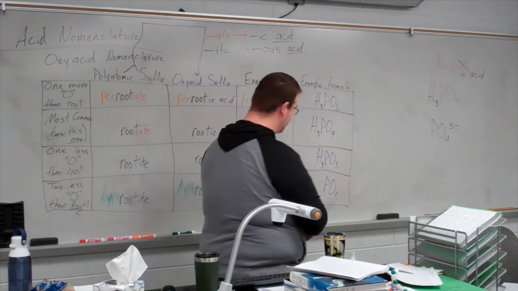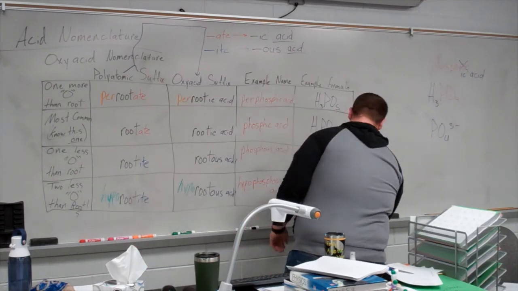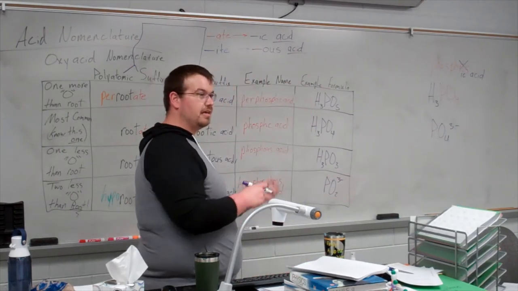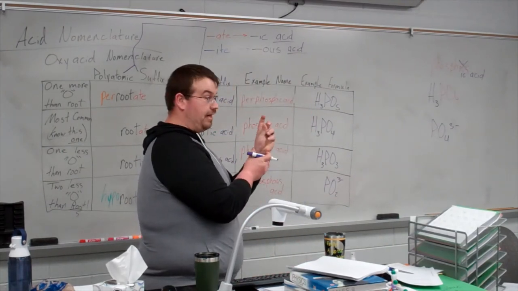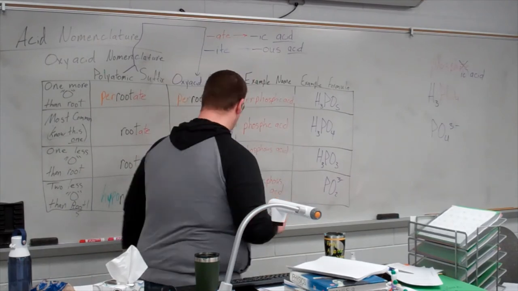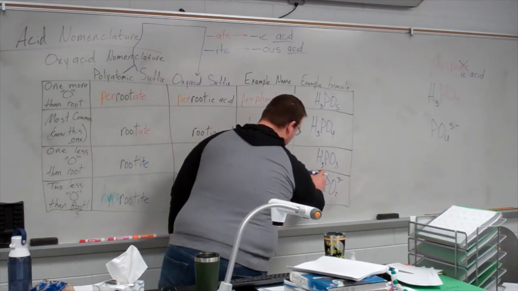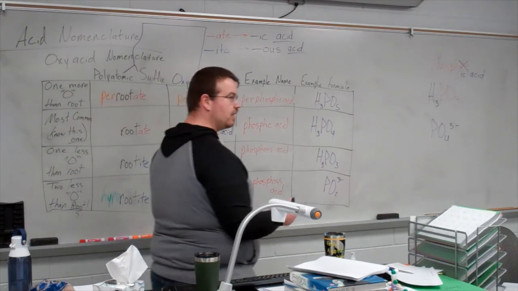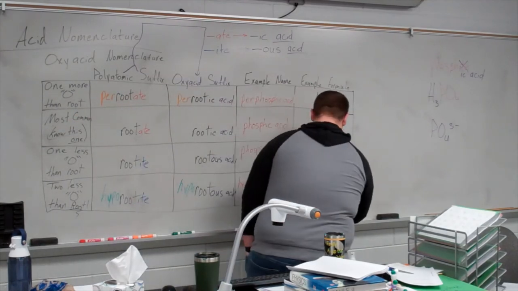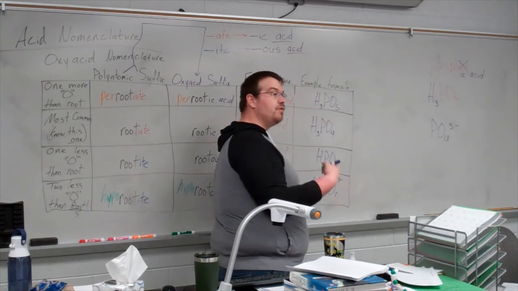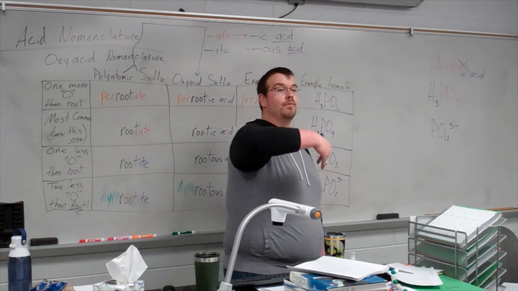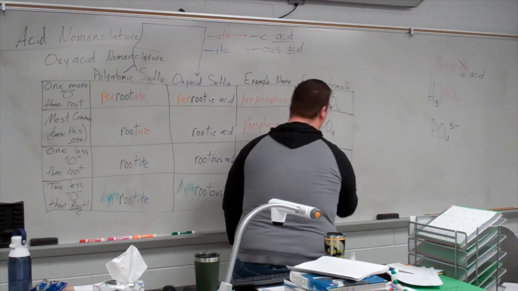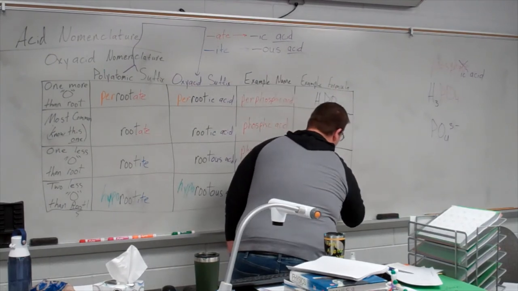Hypophosphite, PO2, 3 negative. So put hydrogen, and remember that hydrogen there, you put the number of hydrogens based off whatever that charge is. We're going to put that 3 there because all of these have 3 negative charges. Take those 3 negatives off.